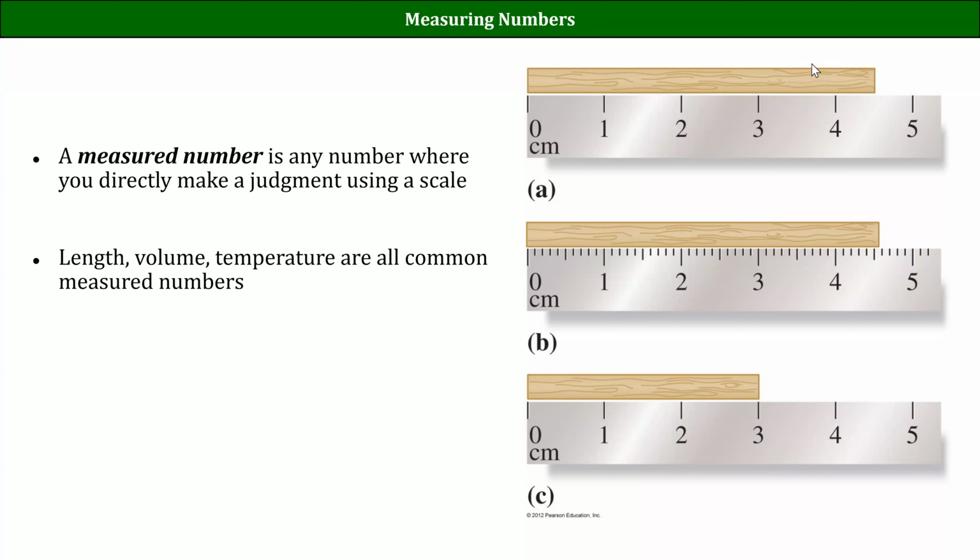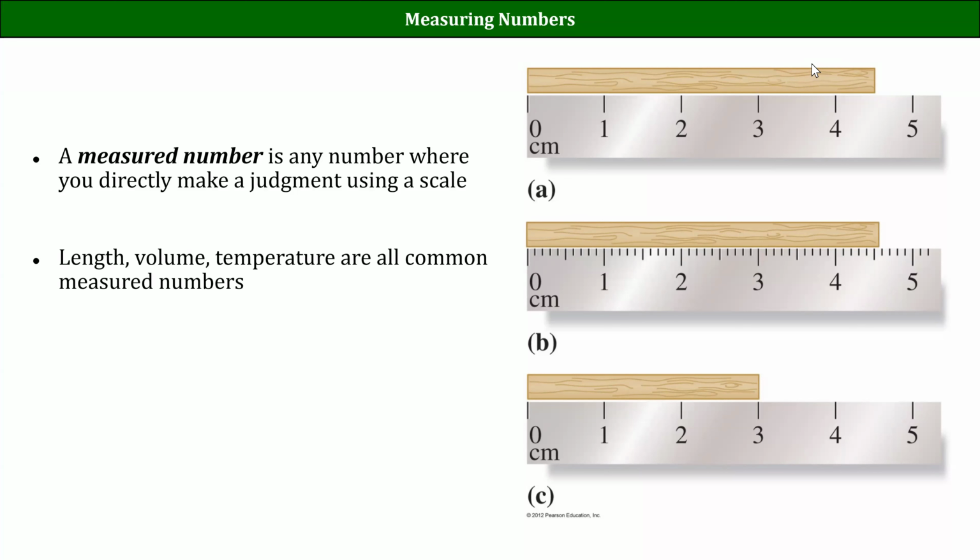If I said look at A, how many centimeters is this piece of wood? 4.5? Between 4 and 5 for sure, right? Everybody can agree that this is definitely between 4 and 5. So why not just say it's 4? Because it's not all the way to 4. It's not right at 4. We're using judgment to decide, well, it's not right at 4.